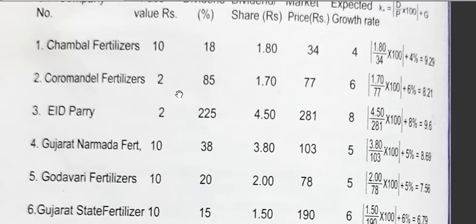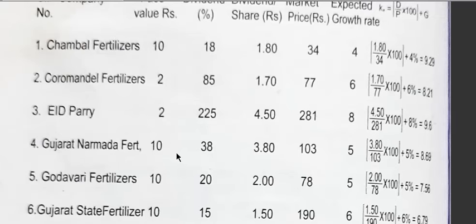Like Coromandel Fertilizers, face value 2 rupees, dividend 85%, so 2 into 85% gives 1.70, market price 77, growth rate 6. So 1.70 divided by 77 into 100 plus 6%, you will get 8.21. EID Parry, 2 rupees face value, 225%. So 2 into 225% is 4.50, divided by 281 market price into 100 plus growth rate 8%, you will get 9.6.